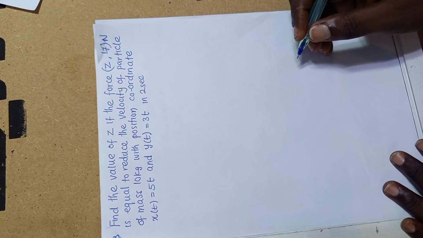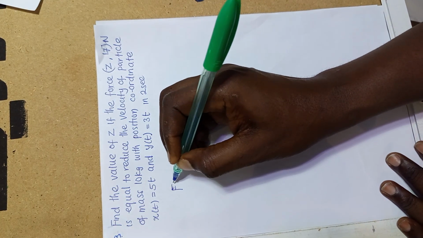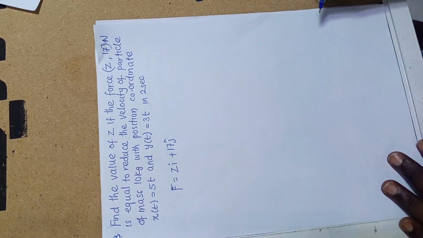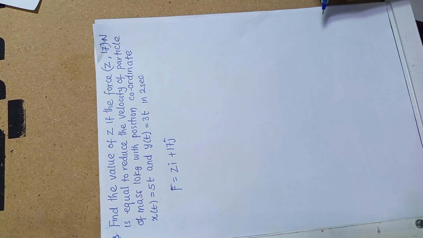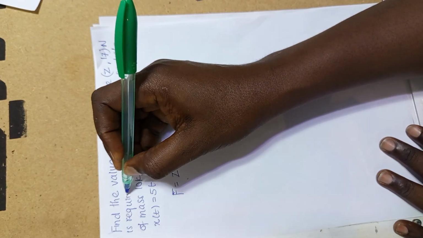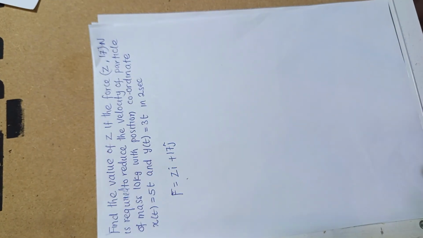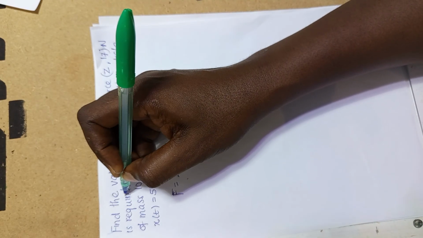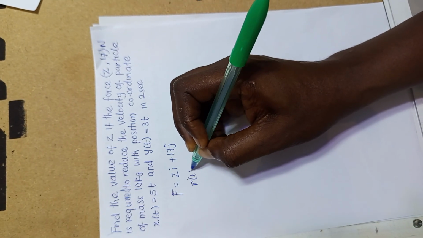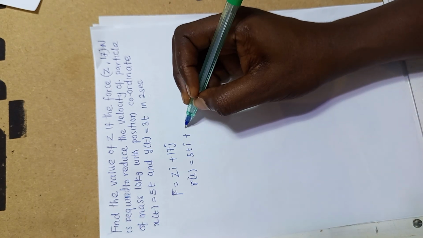Now they say find the value of Z if the force ZI plus 17J is required to reduce the velocity of a particle of mass m equal to 10 kg with position coordinates x equal to 5t and y equal to 3t. S of t is equal to 5ti plus what?